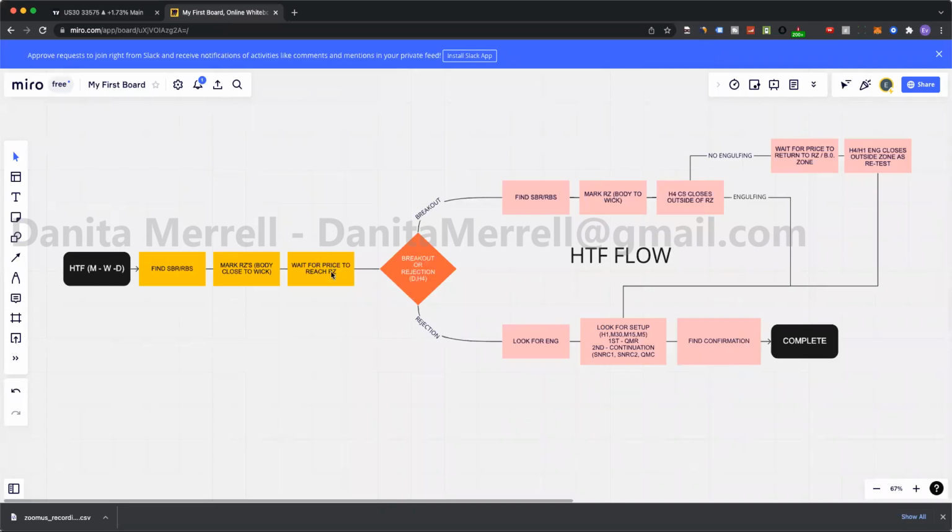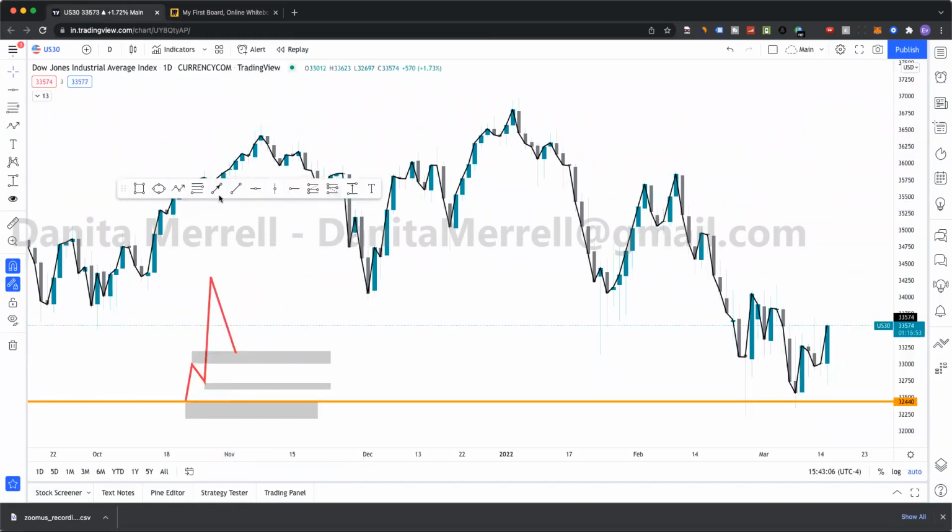At that point, once price reaches our rejection zone, we need to see a breakout or rejection on the daily or H4. In our case, we'll just use the daily as our higher time frame. So we're looking for an H4 rejection or breakout. So if H4 comes in here and rejects, then we can move along.